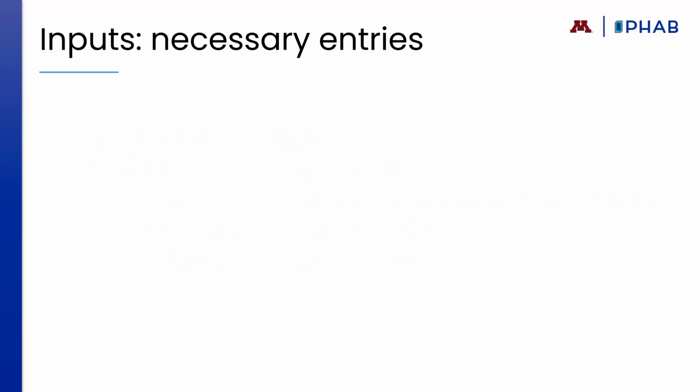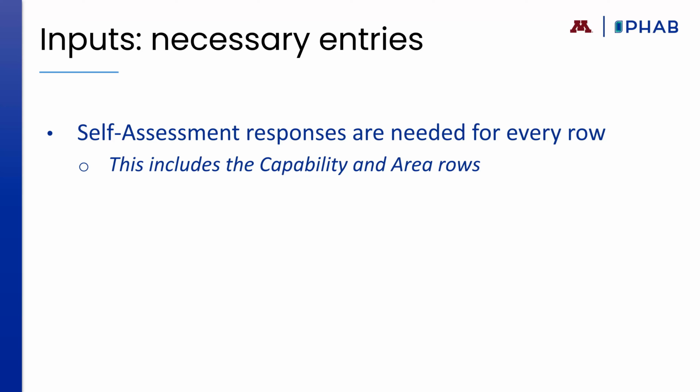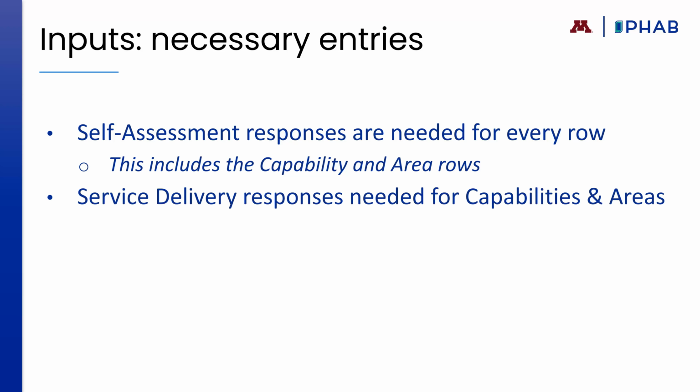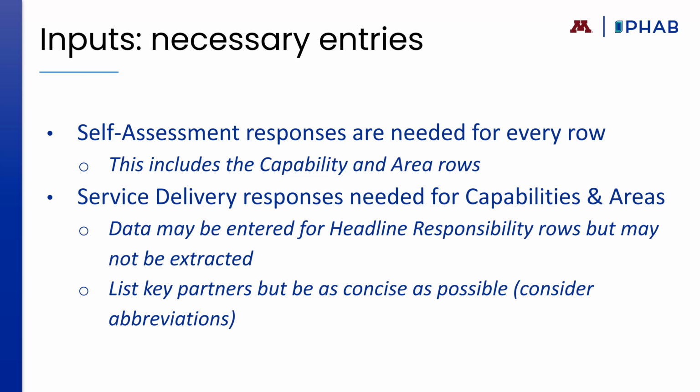Lastly, we want to briefly explain necessary entries for this tab. While a full accounting of expertise, capacity, types of delivery, and partners may be valuable data and context, not all entry is needed. All self-assessment responses for expertise and capacity are needed. If any capability, area, or headline responsibility is not applicable to your department, please select absent in both the drop-downs. Service delivery responses are only needed for the capability and area rows. Data for the headline responsibility rows may be valuable but are not extracted in this version of the tool.